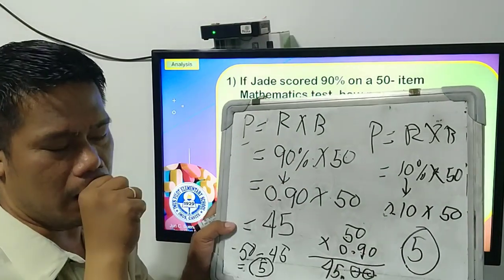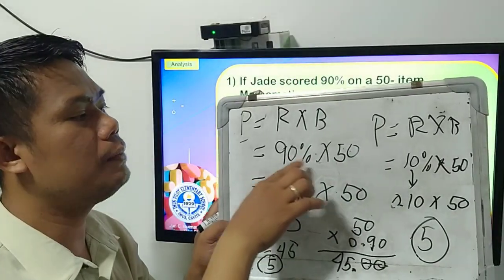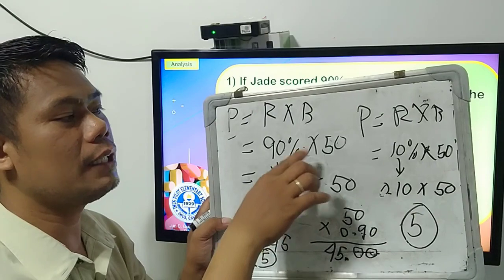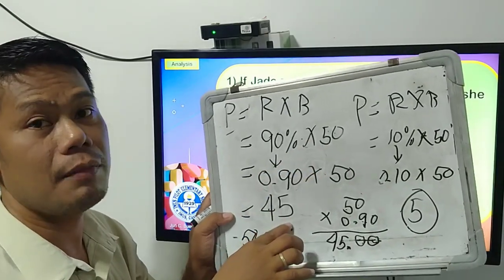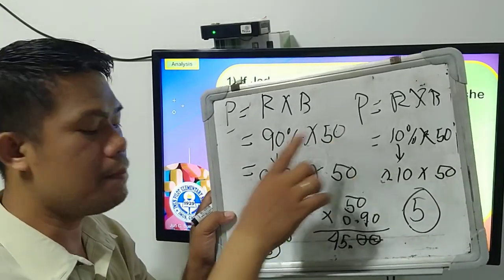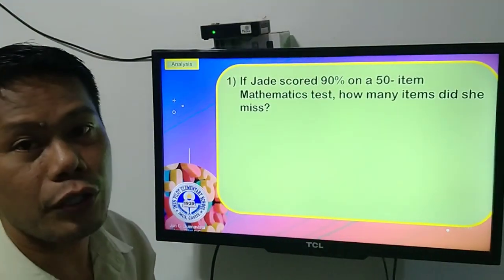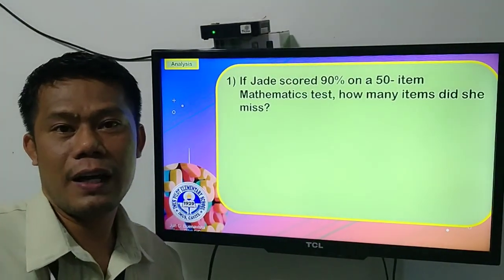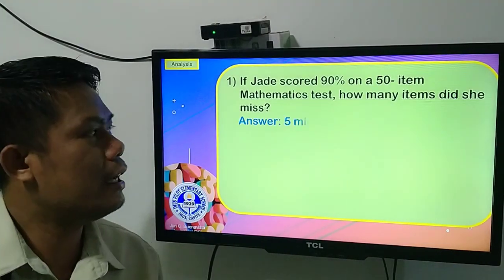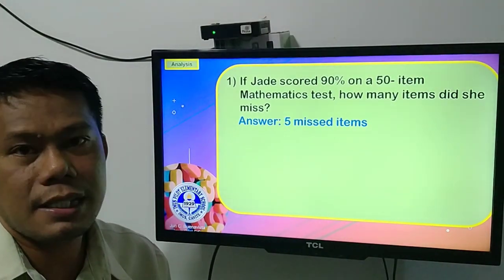In this one, we first get the percentage of 90. So 90% times 50, that is 45 items. Then 50 minus 45 equals 5 items. So the answer is the same. Can you follow? Okay, very good. So the answer is 5 missed items.